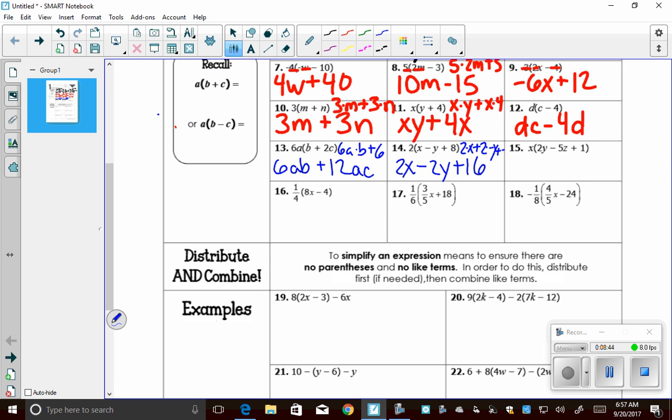Number 15. I'm distributing an x to 3 terms. So I'm going to have x times 2y plus x times negative 5z plus x times 1. So I'm going to get 2xy minus 5xz plus x.